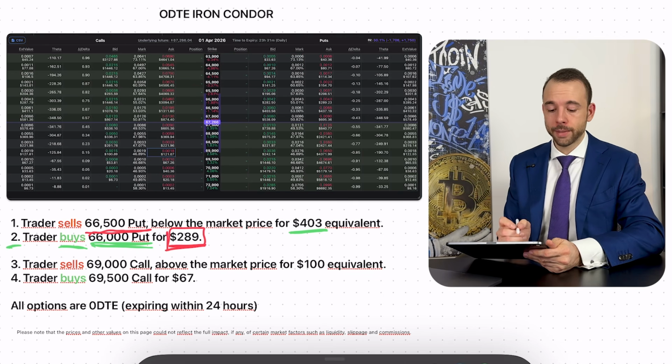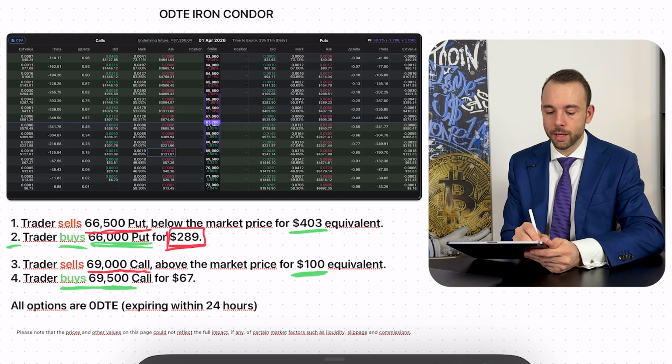Immediately after, the trader sells a call option with a strike price of $69,000. And for that, the trader received a premium of $100. And immediately after, the trader buys a call option with a strike price of $69,500. And for that, he pays a premium of $67. And this combination of selling and buying puts and calls is called an Iron Condor. And in a minute, you will see why the trader might do something like this.